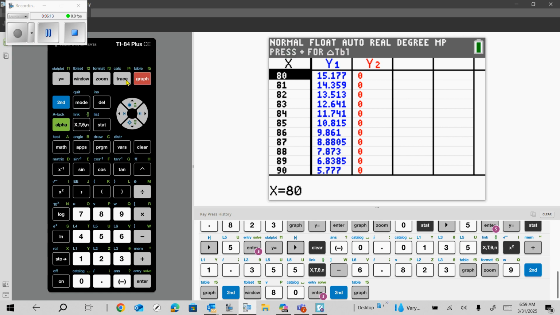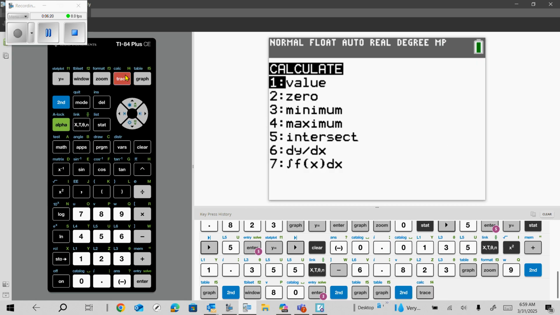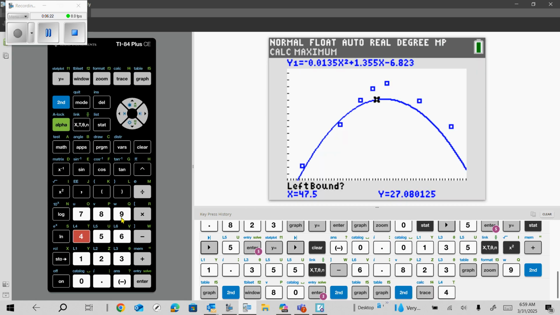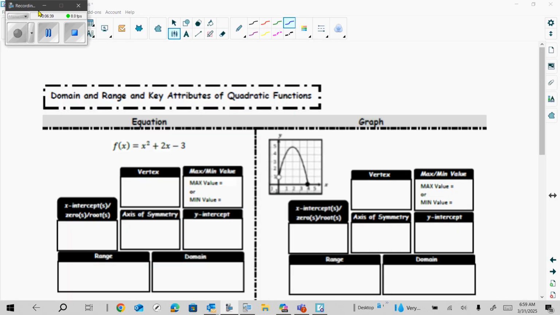Now you want to predict the maximum speed. Okay, because we look at our graph, it does have a max, so we just need to find that max. Second trace, 4. That's the maximum. Let's go left bound, right bound, and guess. Enter, and the max is about, we look at the y value, 27.177. All right, so make sure you get that done, and then we're going to go to the next tab.